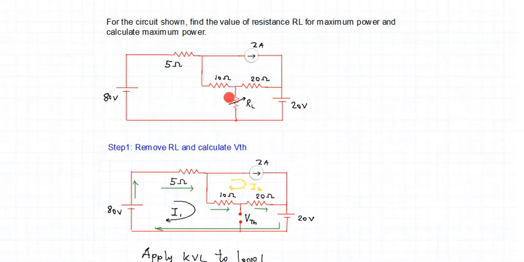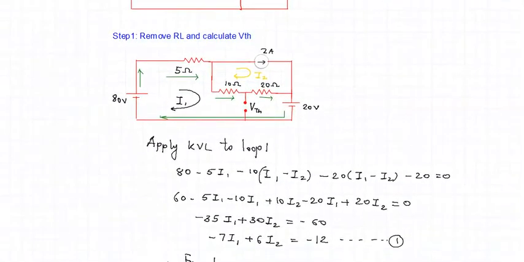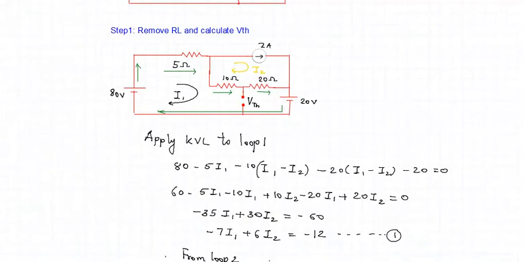Following the procedure of the maximum power transfer theorem, we first remove RL and then find the open circuit voltage VTH. So we have removed RL and replaced it by open terminals across which we measure the open circuit voltage VTH. The network comprises two loops. Here we are going to use mesh analysis. So two loops are identified.